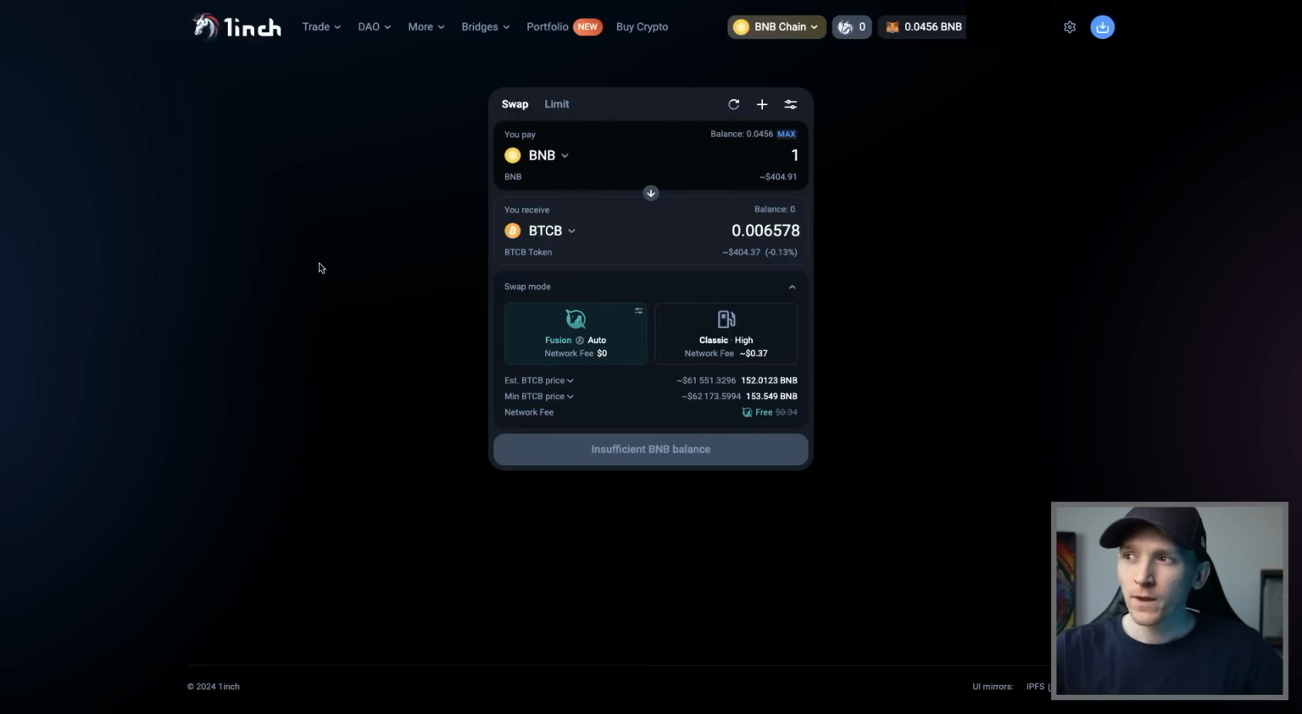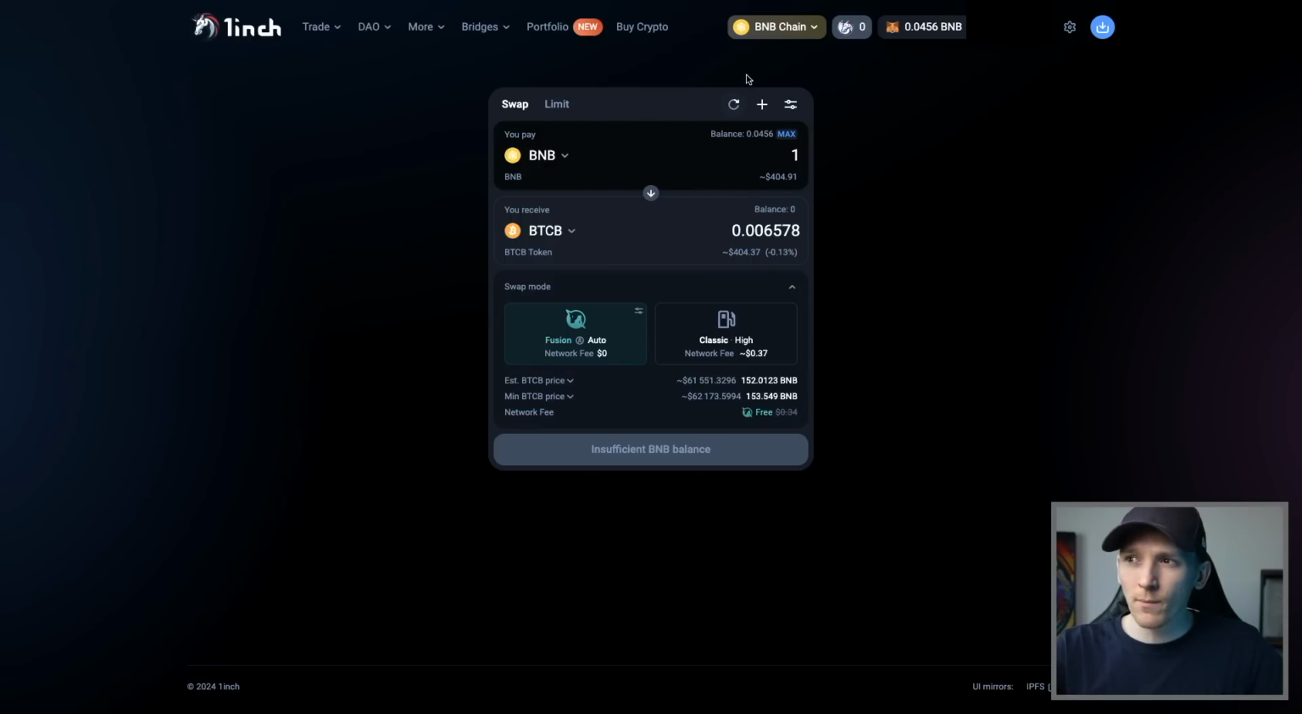1inch is an example. You can use the 1inch app. I'll link all of the exchanges below down in the description so you can see them all. But 1inch is also integrated in many wallets as well. So if you're using a wallet and swapping within the wallet, they may be using 1inch behind the scenes.